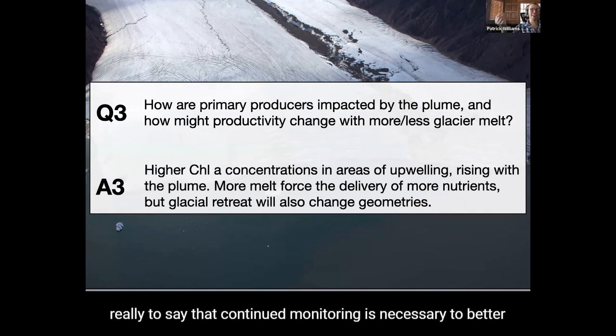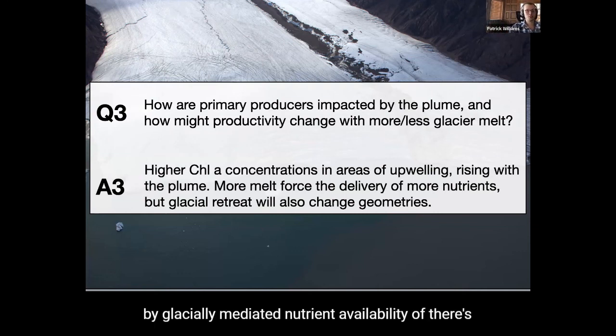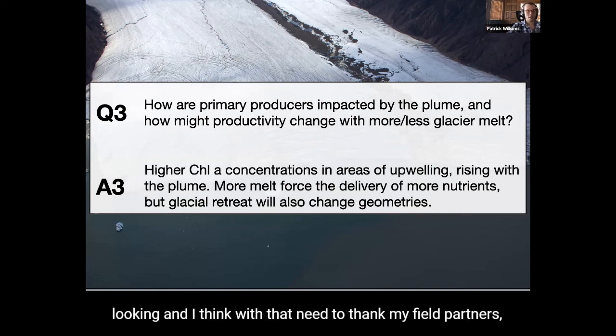All that really to say that continued monitoring is necessary to better predict how the food web of Jones Sound is going to be impacted by glacially mediated nutrient availability. There's only a year of data, and we're going to continue to keep looking.